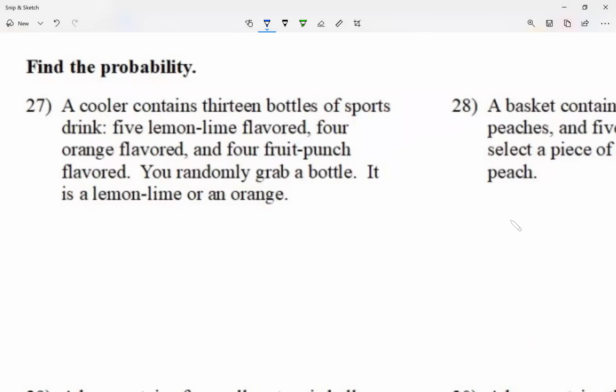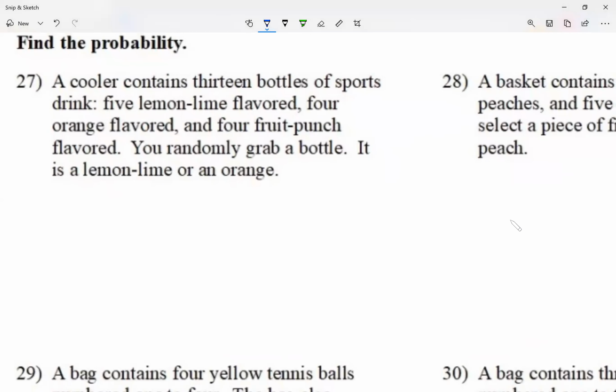A cooler contains 13 bottles of sports drinks. There's 5 lemon lime flavored, so let me write 5L. There's 4 orange flavored, so 4O, and then 4 fruit punch flavored, so let me write 4P. And that should be 13 bottles of sports drinks. You randomly grab a bottle. It is a lemon lime or an orange.